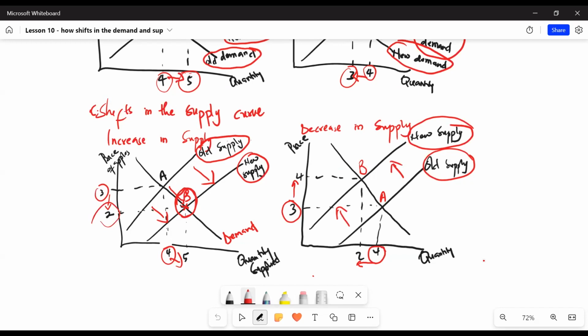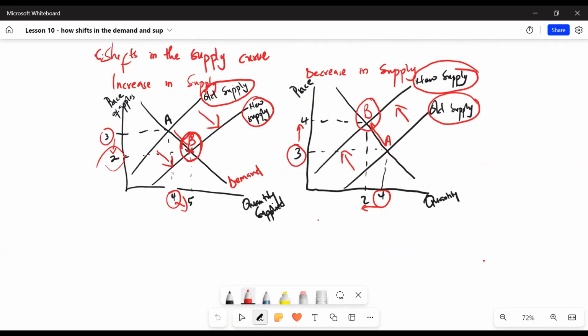And similarly for when there's a decrease in supply. When we move from equilibrium point A to point B, we find that there's a higher price, which is represented by an increase in prices from 3 to 4. When prices increase, consumers buy less of a good. This is shown by a movement along the demand curve, consequently bringing us to a new equilibrium point B.